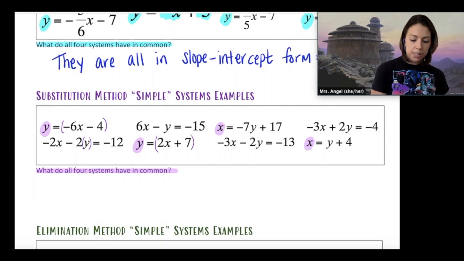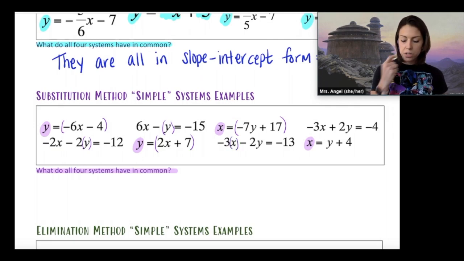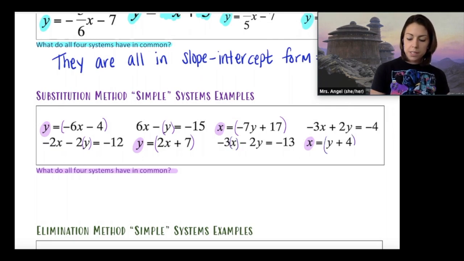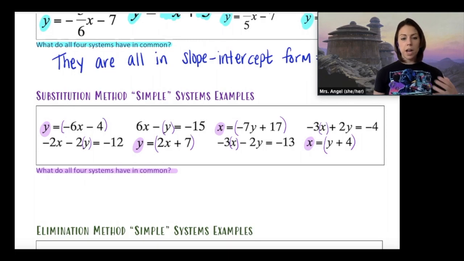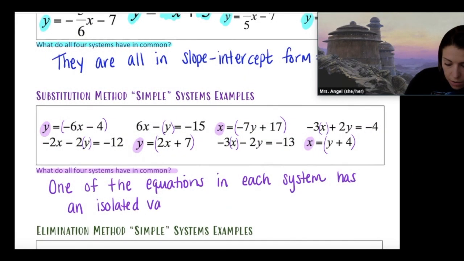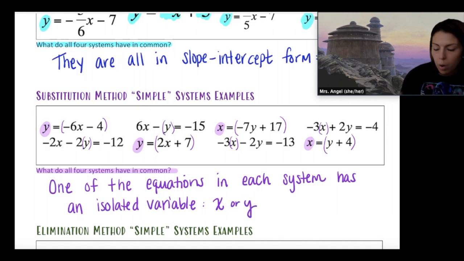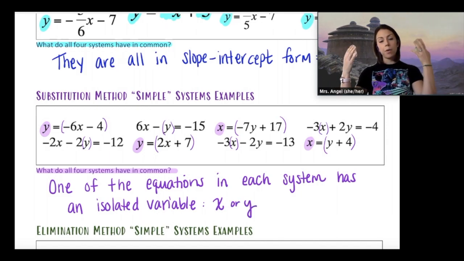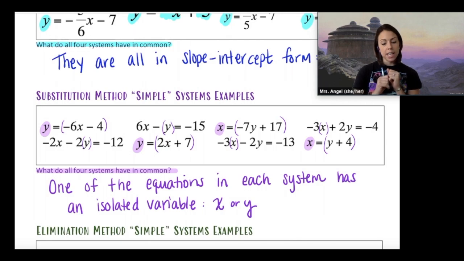Same thing with the second system. Take that expression, substitute it for y. In the third system, we have x isolated, so I would substitute for x. And same thing in the fourth system. x is isolated, substitute for x. So all four of these systems already have an isolated variable. And notice the difference between substitution and graphing is that the isolated variable is x or y, whereas in graphing, all of them had y isolated because that's slope-intercept form.